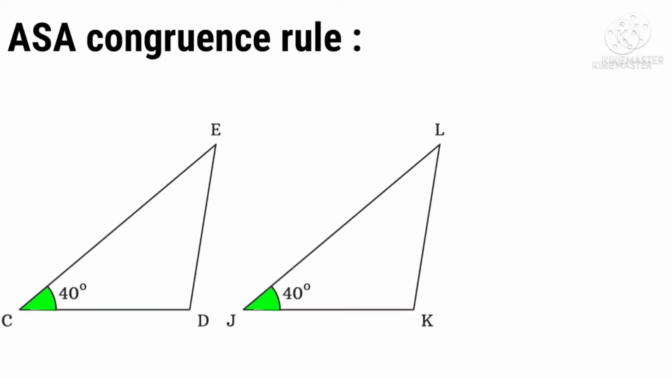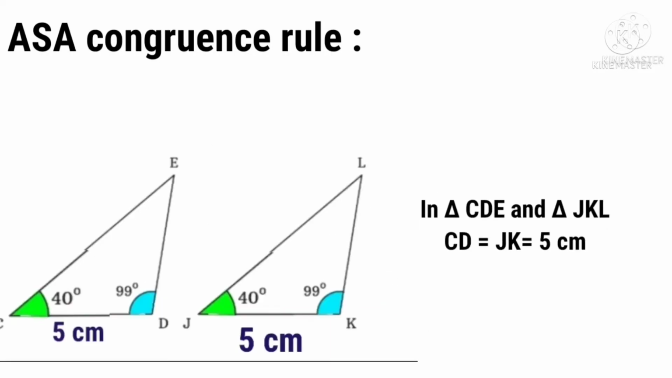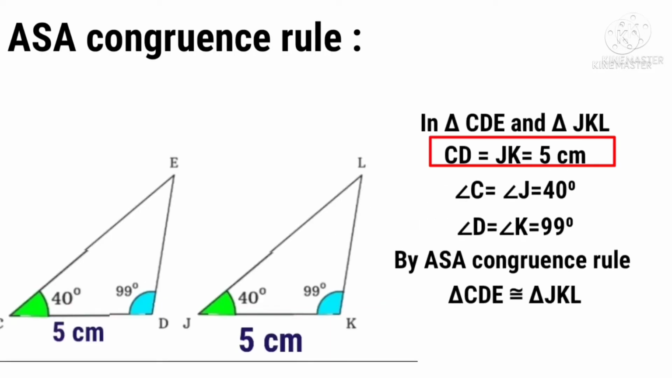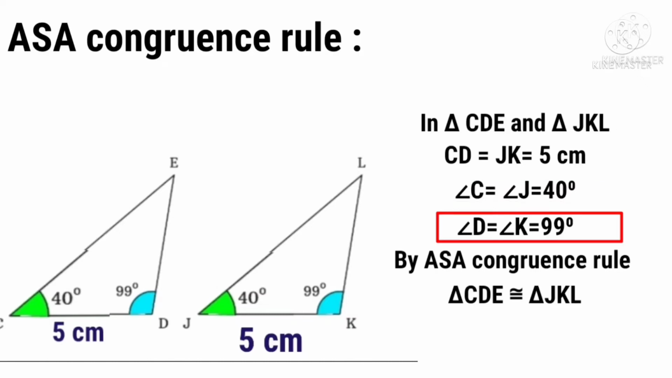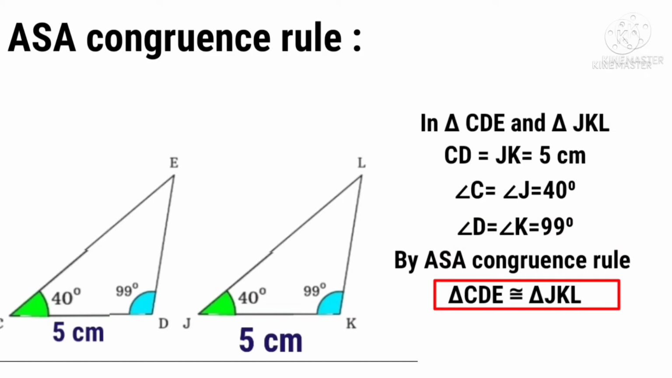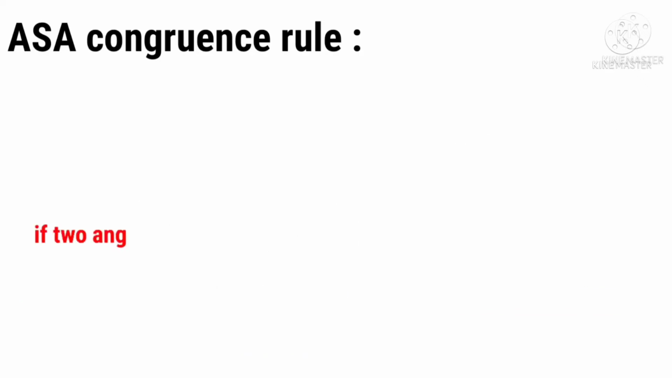In these two triangles, angle C and angle J are 40 degrees, CD and JK are 5 centimeters, and angle D and angle K are 99 degrees, right? So we can say CD equals JK equals 5 centimeters, angle C equals angle J equals 40, and angle D equals angle K equals 99. Here two angles and the side in between are given, right? So this is the angle side angle congruence rule. By the angle side angle congruence rule, these two are congruent.